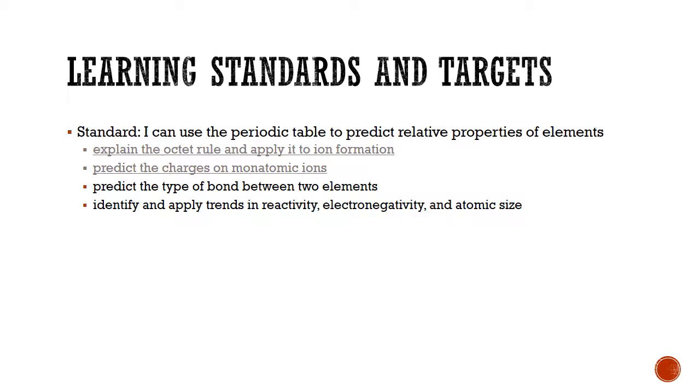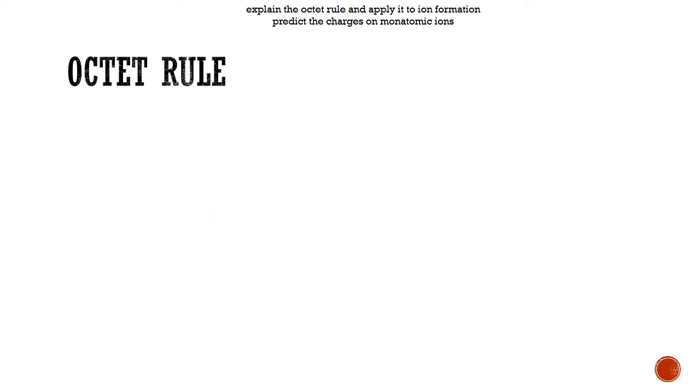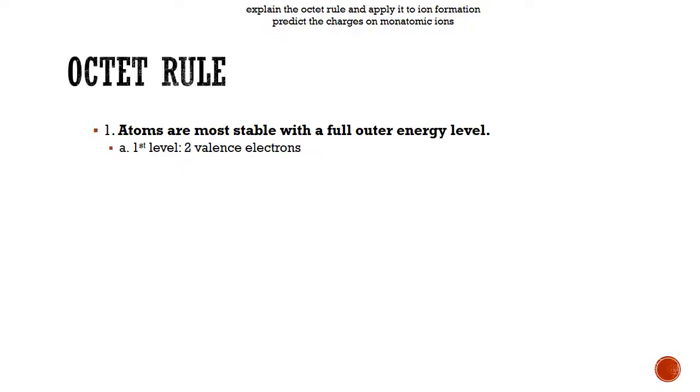We want to be able to explain the octet rule and apply it to ion formation and to predict the charges on monatomic ions. So the octet rule. The octet rule tells us the following. It says that atoms are most stable with a full outer energy level. So what that means then, if the first level is the outer level, it is full with 2 valence electrons. If any other energy level is the outermost energy level, then it is full if it has 8 valence electrons.